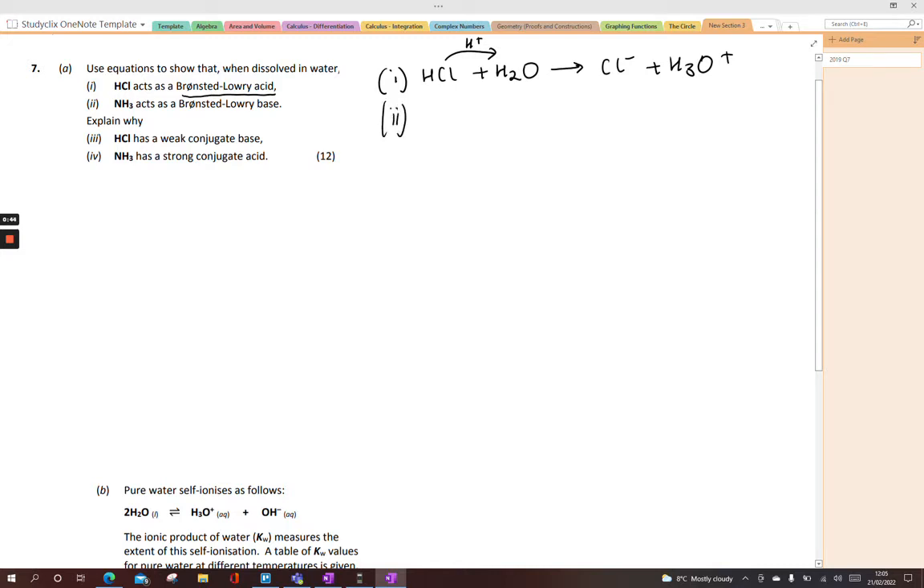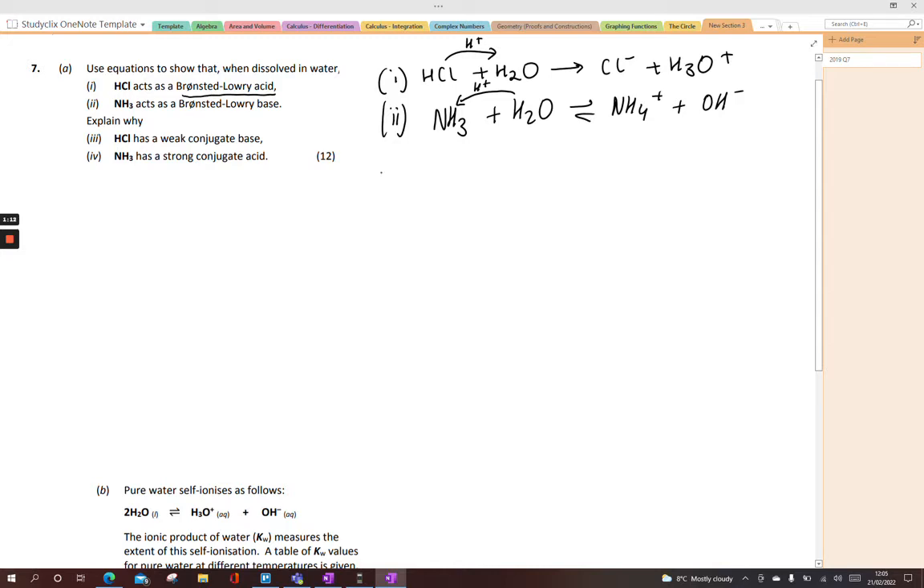Next one, NH3 or ammonia acts as a Bronsted-Lowry base. So NH3, it's a weak base. And with water, doesn't matter what arrow, we don't need to be fussy there. And since it's a base, it's a proton acceptor, so it accepts a H+. Remember, just simply because it's a reversible reaction, we're using that there. And what we're left with is NH4+, our ammonium ion, and OH-.